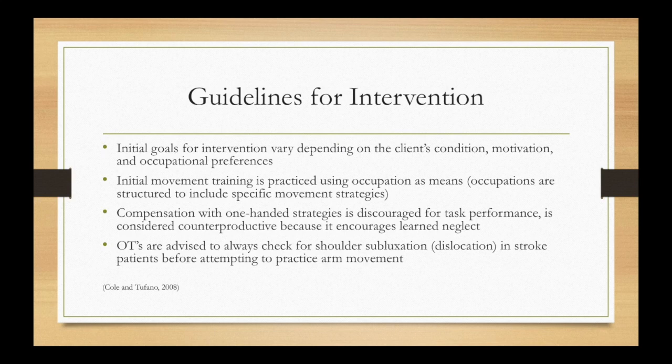Guidelines for intervention. Initial goals for intervention vary depending on the client's condition, motivation, and occupational preferences. Initial movement training is practiced using occupation as means, and the occupations used are structured to include specific movement strategies. A couple examples of these strategies would be weight shifting and trunk realignment during transfers, and bilateral arm use in wheelchair management. NDT discourages compensation with one-hand strategies for task performance, as it is considered counterproductive and encourages learned neglect.